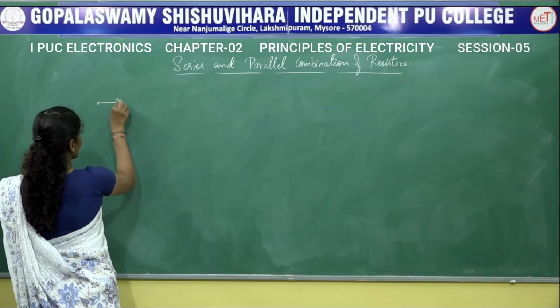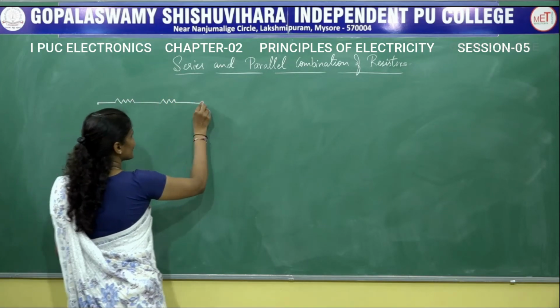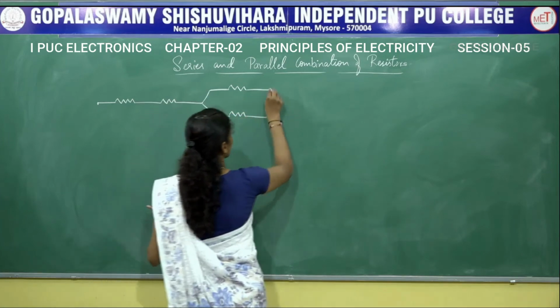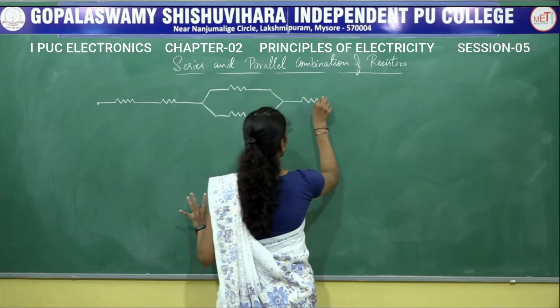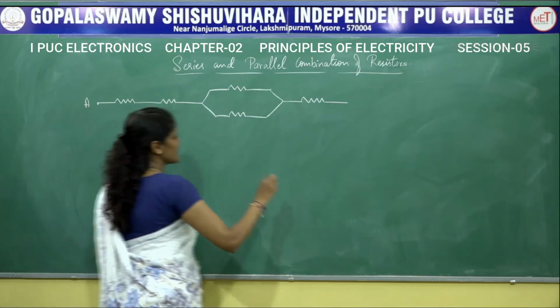Let me consider this particular diagram where I will be using 5 different resistors which are connected in this particular manner. Let me name these points as A and D.